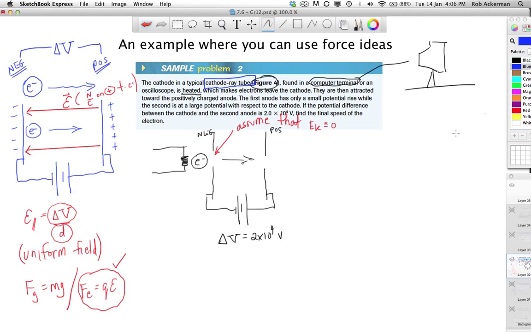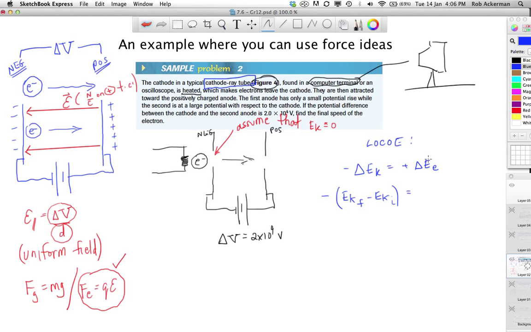I'm going to write this out. Due to the law of conservation of energy, negative delta EK equals positive delta EE, or if you prefer, put the negative on the other side. Doesn't really matter. What's this going to give us? Negative of EK final minus EK initial is equal to delta EE.